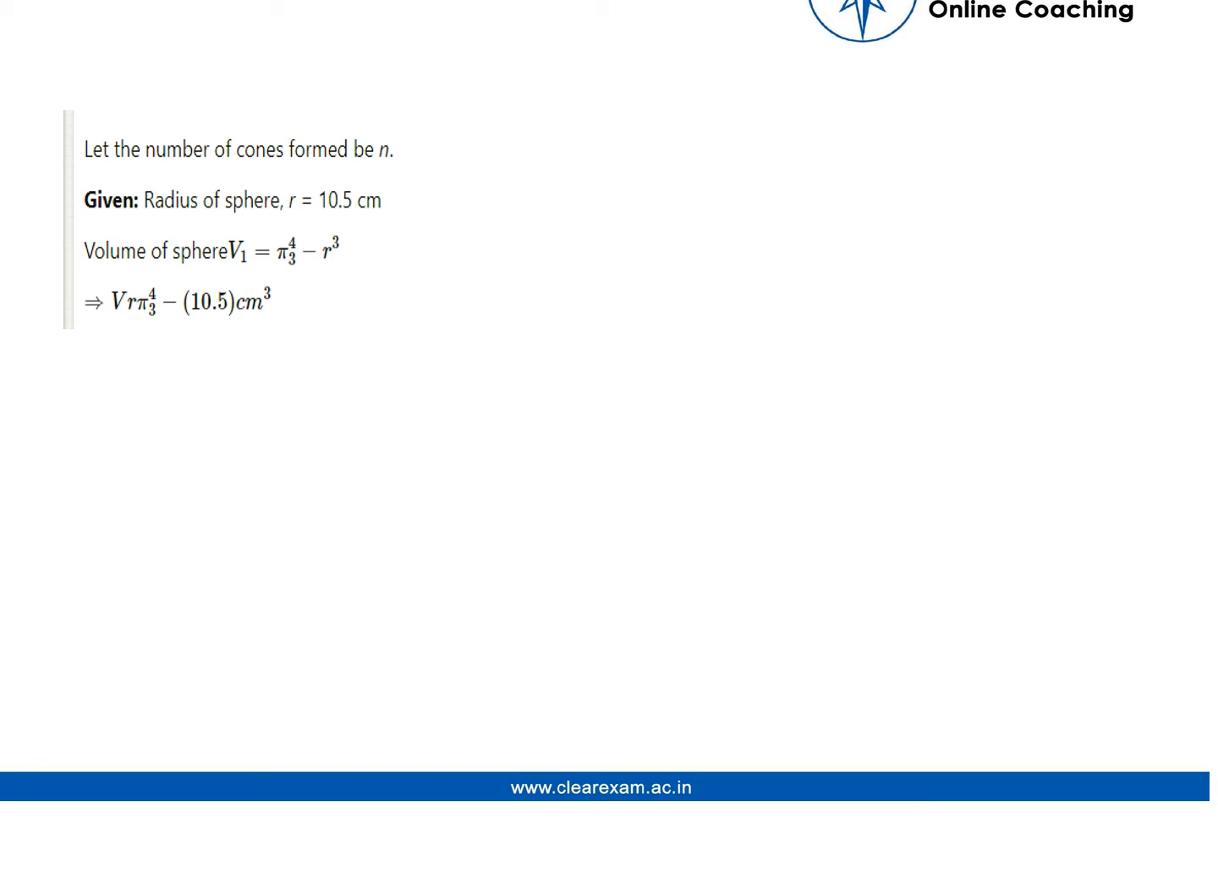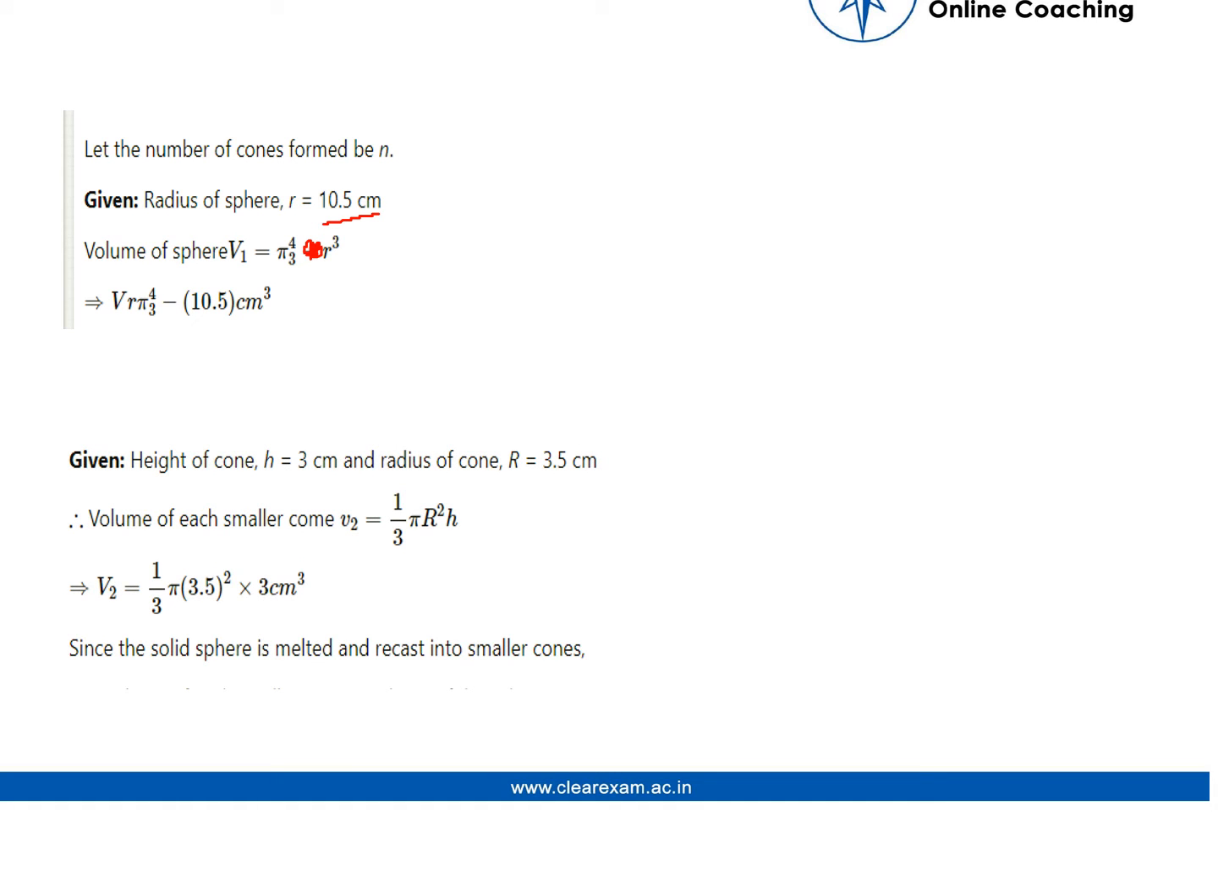the radius of the sphere is 10.5 centimeter. So the volume will be 4 by 3 pi r cube. That is, there is no minus here. So the volume of the sphere will be 4 by 3 pi r cube, and doing the calculation, you can get the expression. You don't have to necessarily do the calculation and take out the exact value, because we will be doing the calculation later on, and we just have to find the number of cones.